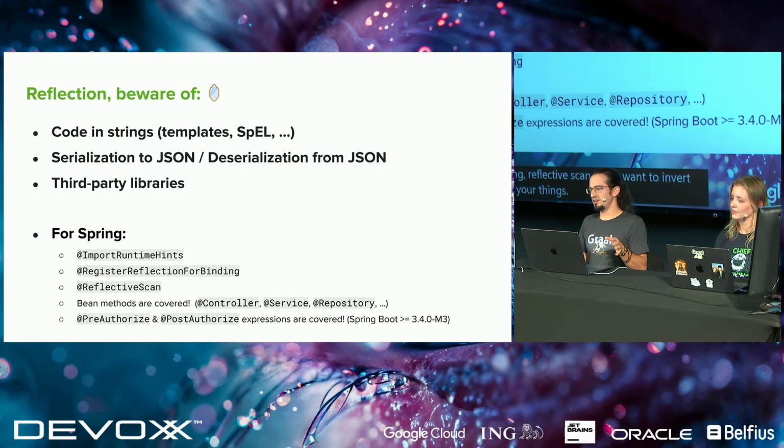Everything that's a Spring Bean, if you have public methods, that's covered. We will register whatever you need already in the compiler. And then method security with Spring Security, that's covered in the next version, Spring Boot 3.4. If it's in 3.3 and you're doing magic evaluation here, you may have to register for reflection manually.